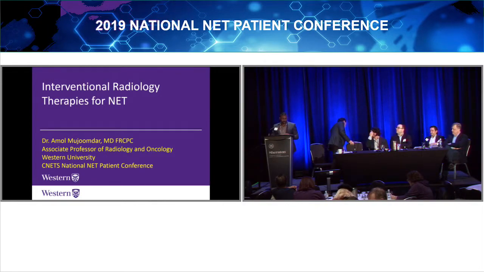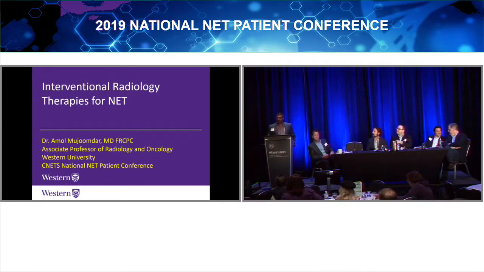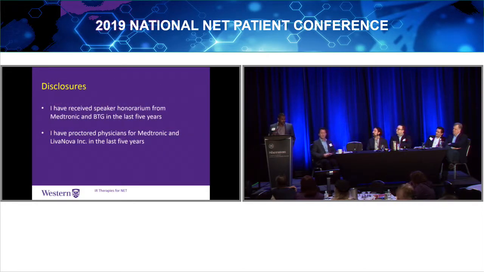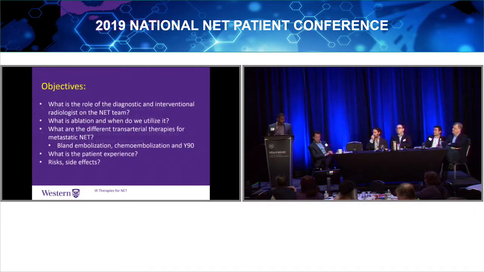As alluded to earlier, I'm sometimes the whack-a-mole in the whack-a-mole of liver tumors. My name is Amol Mujoomdar from Western University in London. And I'm going to talk a little bit today about interventional radiology therapies for neuroendocrine cancer. These are my disclosures, some of which are slightly relevant for some ablation technology and for Y90.